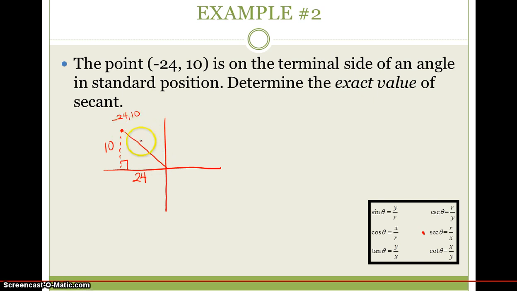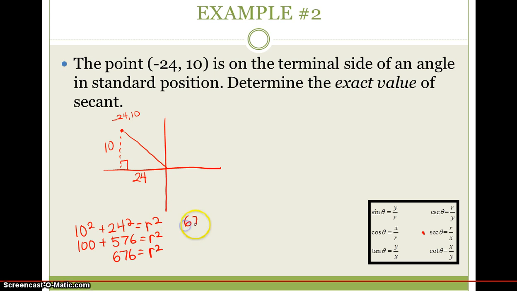We still need to find what our radius is, or our hypotenuse. So we're going to use the Pythagorean theorem to do that. We have 10 squared plus 24 squared is going to be equal to that r squared that we're trying to find. 10 squared is 100, and 24 squared is 576. It's going to be equal to r squared. Add them together, we have 676 is equal to r squared.